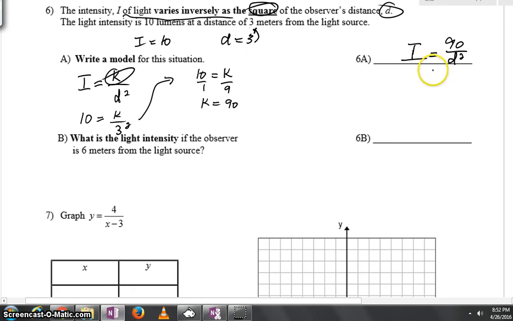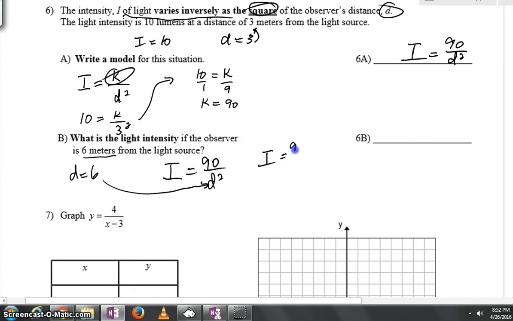Now for part B, what is the light intensity if the observer is 6 meters from the light source? Well, we're going to use the same formula, but now we've got a distance of 6 meters. So D is going to be 6. We're going to plug that in and see what we get. I is going to be 90 divided by 6 squared.